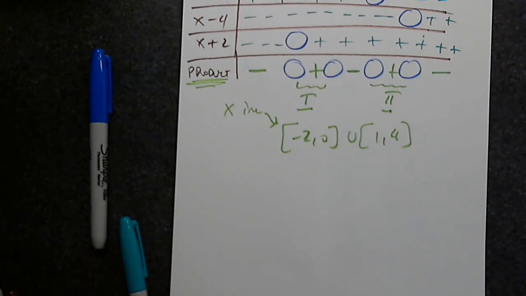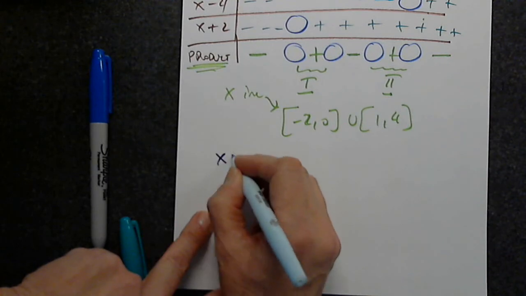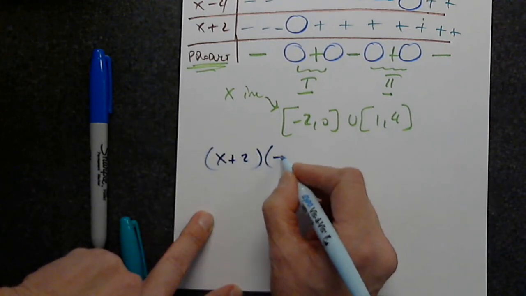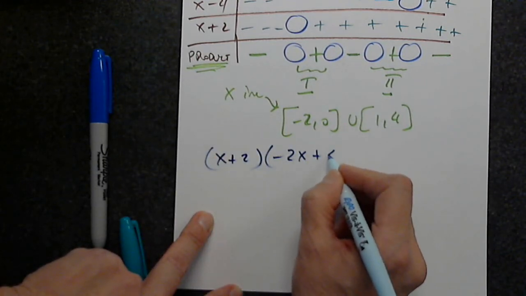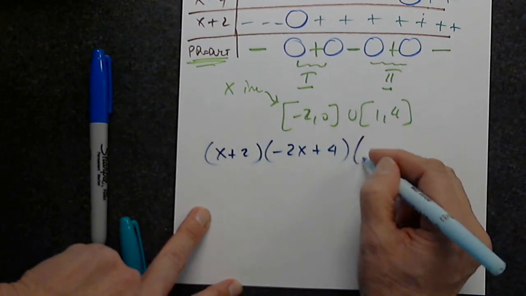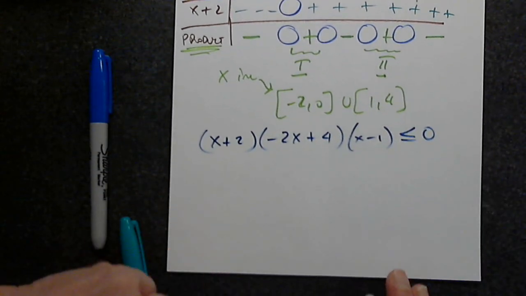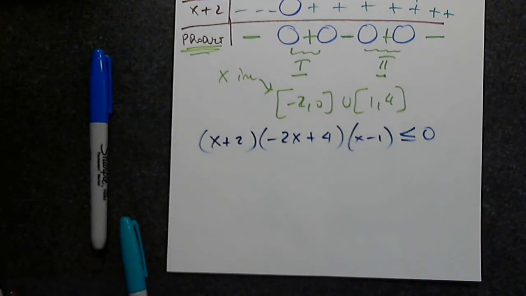Any preference? Okay, so I'm going to choose x plus 2, -2x plus 4, x minus 1. Let's say this time less than or equal to 0. How many factors do we see?